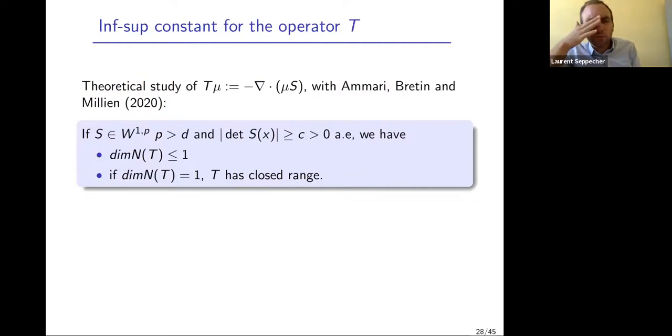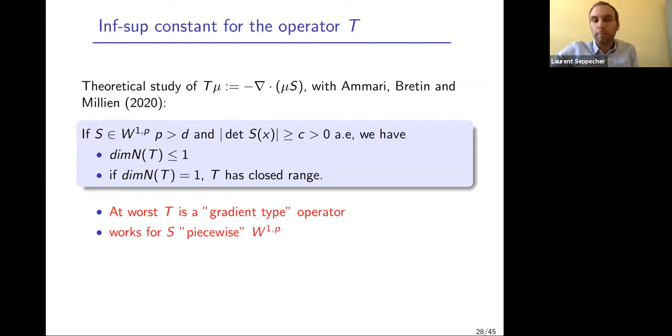For the theoretical study, we already proved something last year with Habib Ammari, Elie Bretin, and Pierre Millien, which is that the continuous operator, in some good cases, has a nice null space, and also it has closed range. If S is smooth enough, like W^{1,p}, and if S is invertible everywhere with this kind of hypothesis, the determinant is greater than a constant, then you can show that the null space is at most of dimension 1, which is great, and it has closed range. So it works like a gradient at worst.